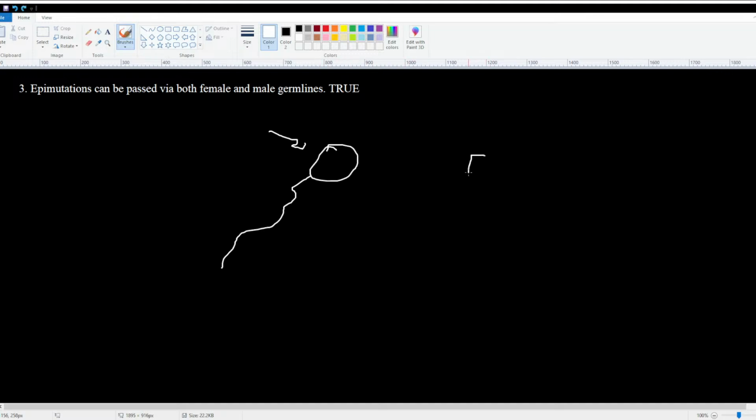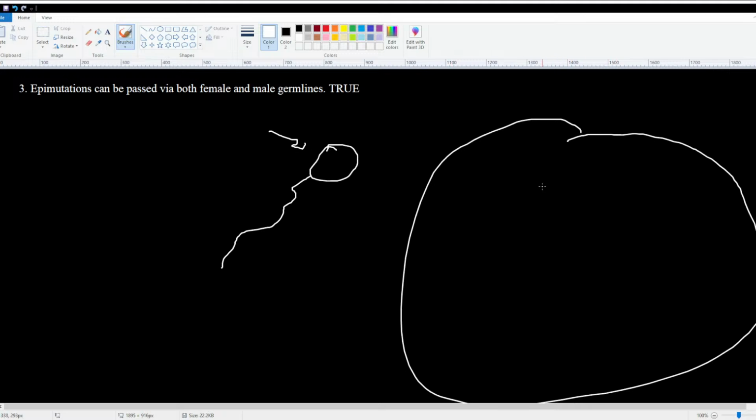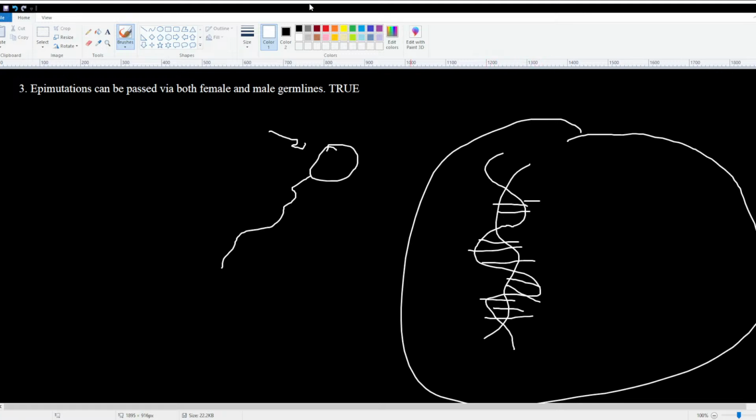And same thing for women. If you have the egg, I guess the egg's a lot bigger. If we have the egg, same thing. If you eat poorly, if you have poor health habits, the DNA in here can be negatively affected. Once again, that's epigenomics in action. This could be negatively affected.